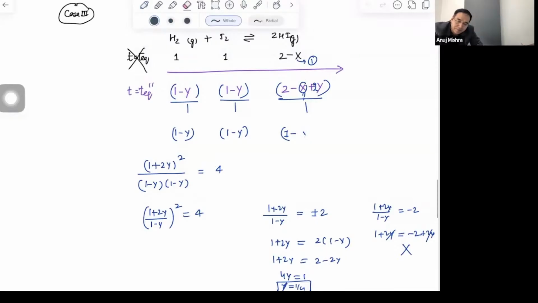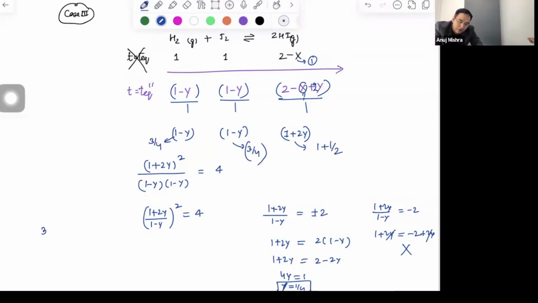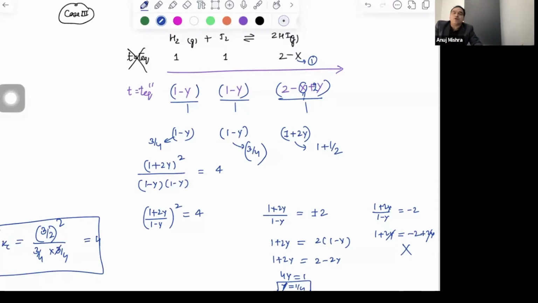What will be this number? So 1 plus 2 into 1 by 4 is basically 1 plus 1 by 2. And this is 1 minus 1 by 4 is 3 by 4. And this is also 3 by 4. So what's my answer? 3 by 2 upon 3 by 4 into 3 by 4. Check करके देखते हैं कितना होता है. Sorry, 3 by 2 square है ना. तो 4 तो cancel हो जाएगा, 3 square cancel हो जाएगा. It will be 4. That means मेरा आंसर ठीक है. आ गया. चेक करो KC4 आ रहा है सबका.